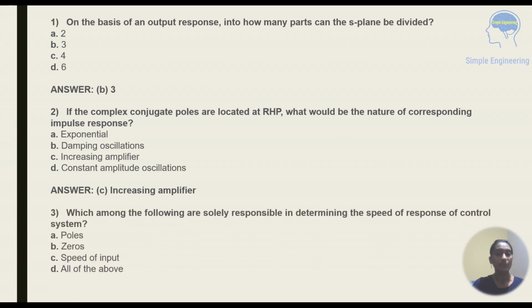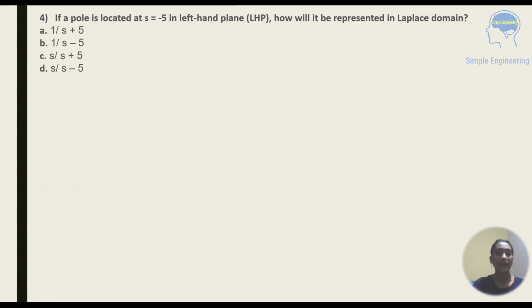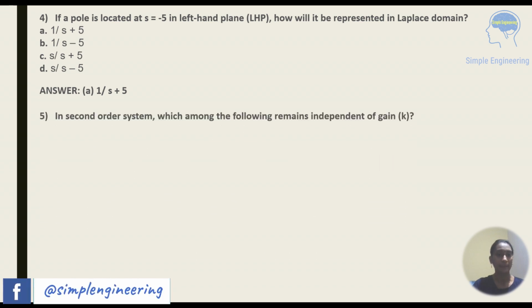Third question, which among the following are solely responsible in determining the speed of response of a control system? The options are poles, zeros, speed of input and all of the above. The answer is poles. Fourth question, if a pole is located at S is equal to -5 in the left half plane, that is LHP, how will it be represented in the Laplace domain? In the Laplace domain, it is represented as 1 by S plus 5.